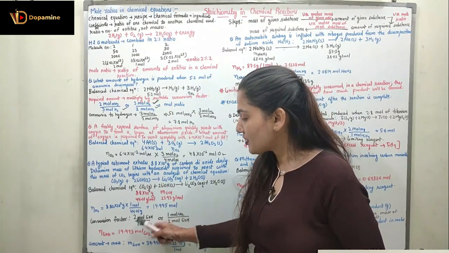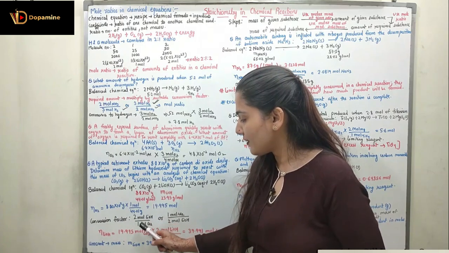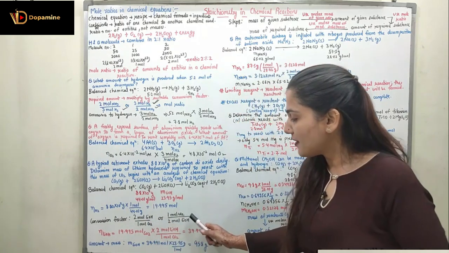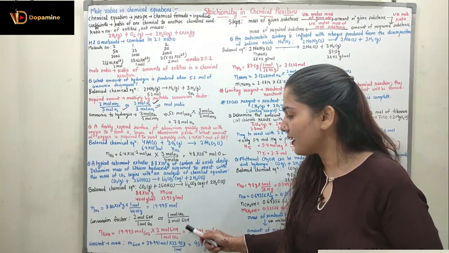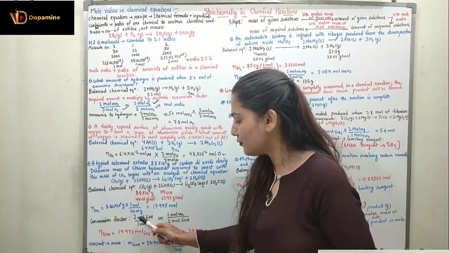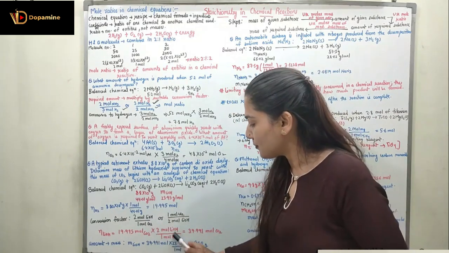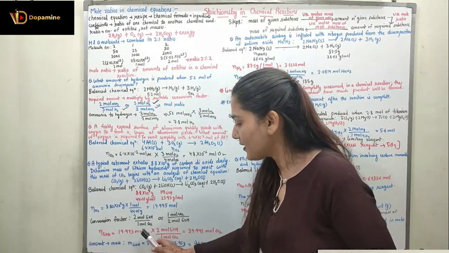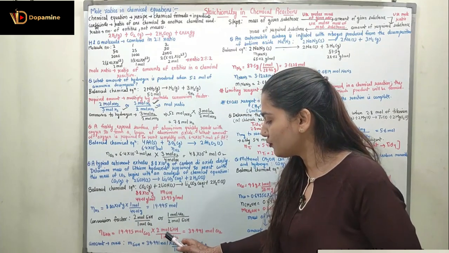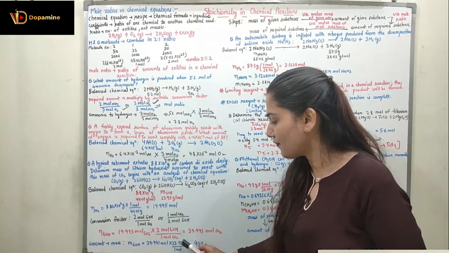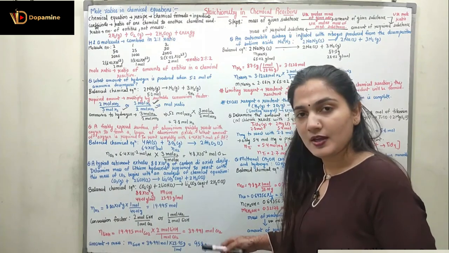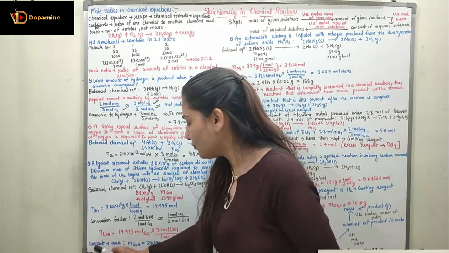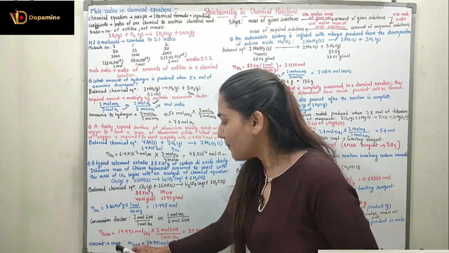Right? Now the conversion factor could be 2 moles LiOH divided by 1 mole CO2, or 1 mole CO2 divided by 2 moles LiOH. What do we need to find? We need to find moles of LiOH, so that would be in the numerator and the moles of CO2 would be in the denominator. So 19.995 moles of CO2 multiplied with 2 moles of LiOH divided by 1 mole of CO2 gives me 39.991 moles of LiOH.